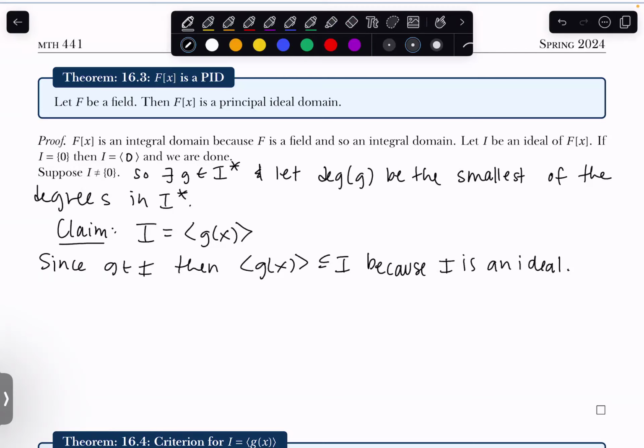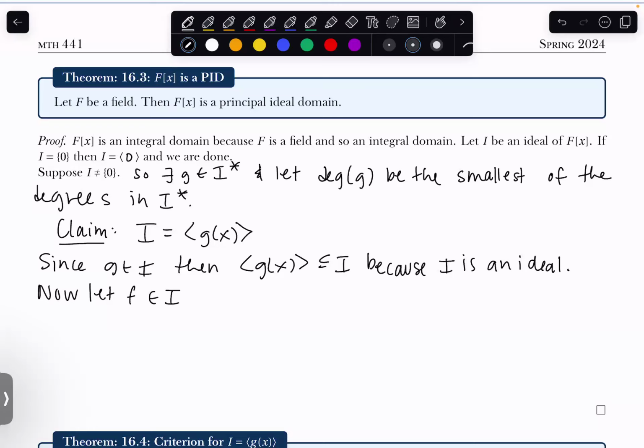Okay, so now what we want to do is the reverse containment. Take something inside of I and show I can write it as a product of G times something else. So now we're going to let F be inside of our ideal. And again, our goal is to show it lands in here. The only way it lands in here is if it's G times something else.